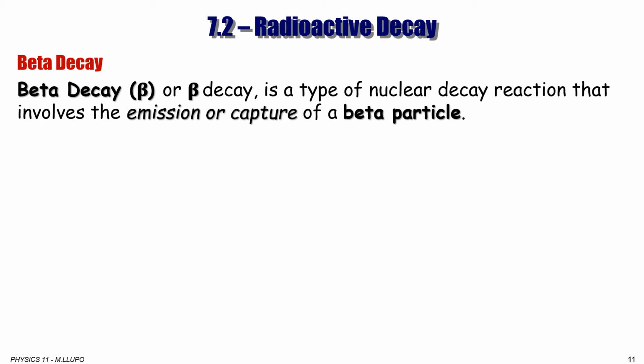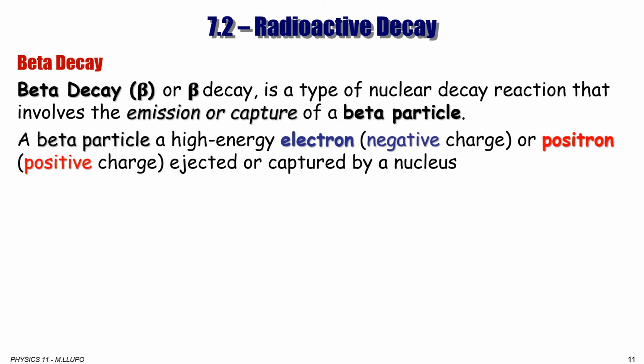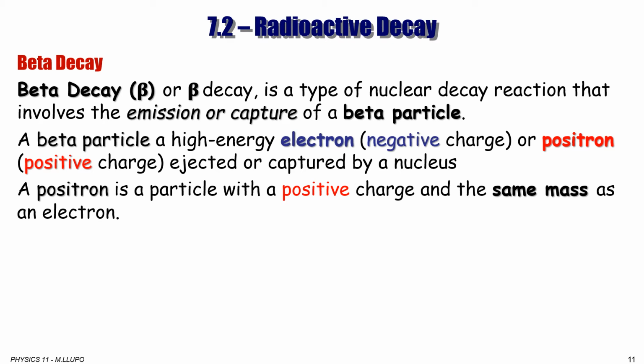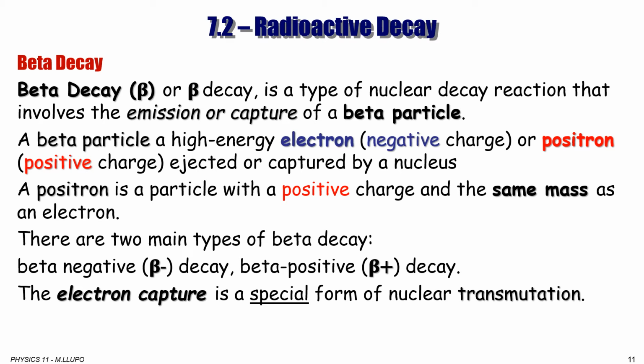Beta decay is a type of nuclear decay reaction that involves emission or capture of a beta particle. The beta particle is a high energy electron with a negative charge, or a positron with a positive charge, ejected or captured by a nucleus. A positron is a particle with a positive charge and the same mass as an electron, so it is considered massless. There are two types of beta decay, beta positive and beta negative. Electron capture is a special form of nuclear transmutation when there's no radiation, but a new element is formed.